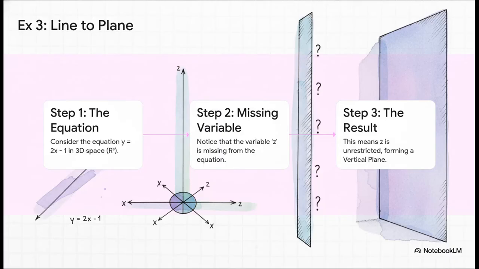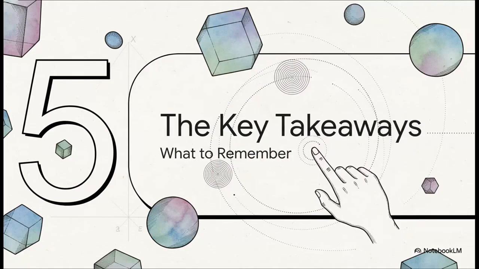All right, last example. We need to describe the graph of y equals 2x minus 1 in R3. Now, in 2D, that's just a line, easy peasy. But in 3 dimensions, what's the first question we always ask? That's right, which variable is missing? It's z. And because z is unrestricted, we just take our 2D line and stretch it up and down forever along the z-axis. And what do we get? A vertical plane.